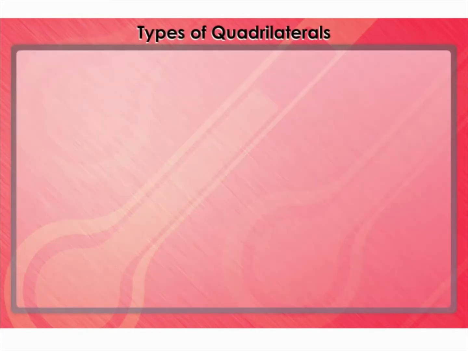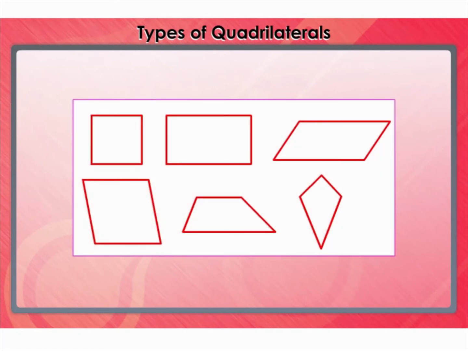Types of quadrilaterals. Here we will learn more about different kinds of quadrilaterals, their properties, and especially those of parallelograms. Quadrilaterals can be classified into different types based on their sides and angles. Let's learn about each of these quadrilaterals.